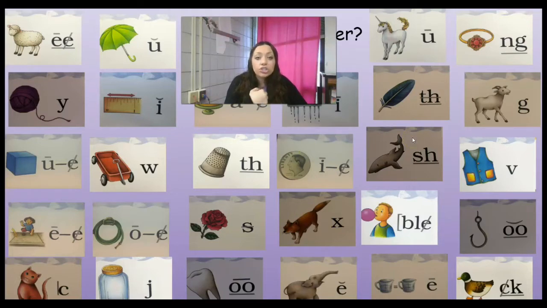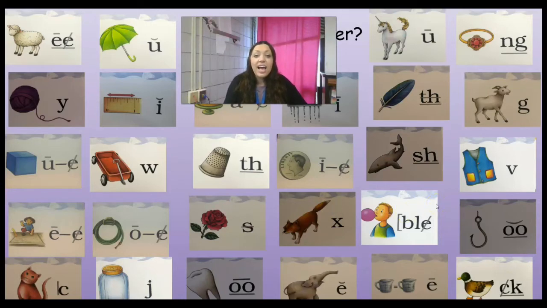Shark, sh. Digraph, SH. Vest, V. Concrete, E. E consonant E. Hose, O. O consonant E. Rose, Z. S. We have fox, X. Oh, here's our new one.